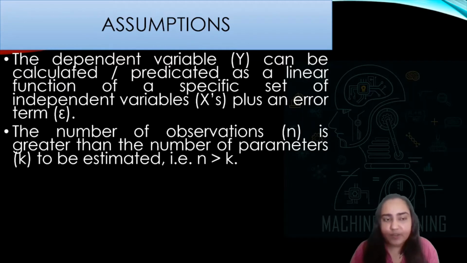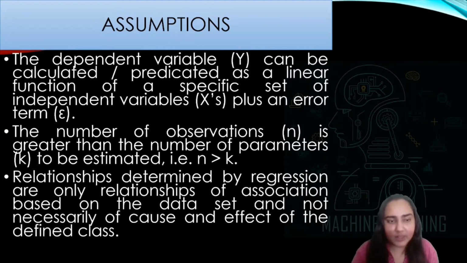The second assumption is that the number of observations n is greater than the number of parameters k to be estimated. So that means n has to be greater than k. If you have 4 parameters to be estimated and the number of observations is less than that, it's not going to work. In any kind of machine learning algorithm, the more observations you have, the better your algorithm will do. So having a large number of observations is very essential.